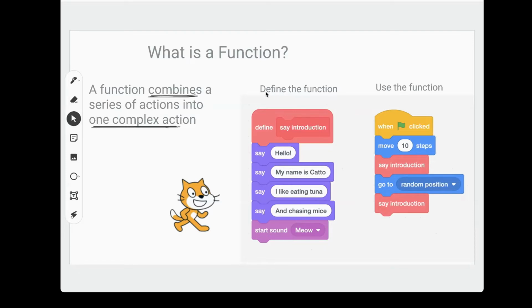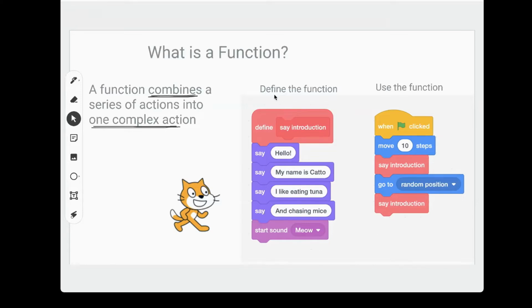When we saw the words, remember the word define from our word list, and we had the word use with the function. So that's what we're doing here. When we define a function, we say, what does this function mean? What does it mean to say an introduction? What it means is I first say hello, and then I say my name, and then I say what I like to do, like chasing mice, and then meow. So all of that is say introduction. And this is the definition.